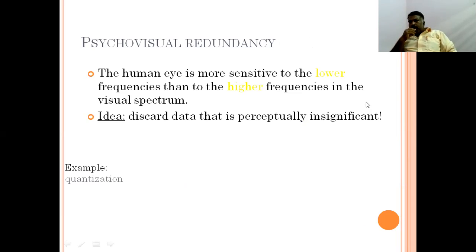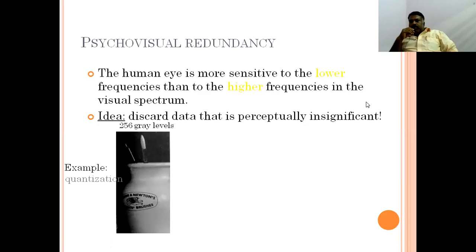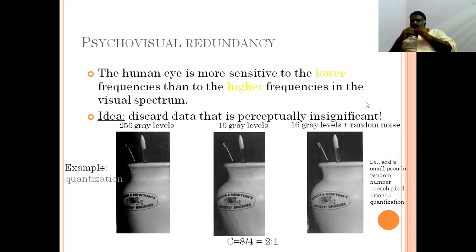Psychovisual redundancy: the human eye is more sensitive to lower frequencies than higher frequencies in the visual spectrum. So we discard the data that is perceptually insignificant. In the same way, a digital input device is more sensitive to lower frequencies than higher frequencies. The visual spectrum you can see here, the compression ratio is 2 to 1. To make a quantization for these images, psychovisual redundancy means you can find the differences in the similarity.